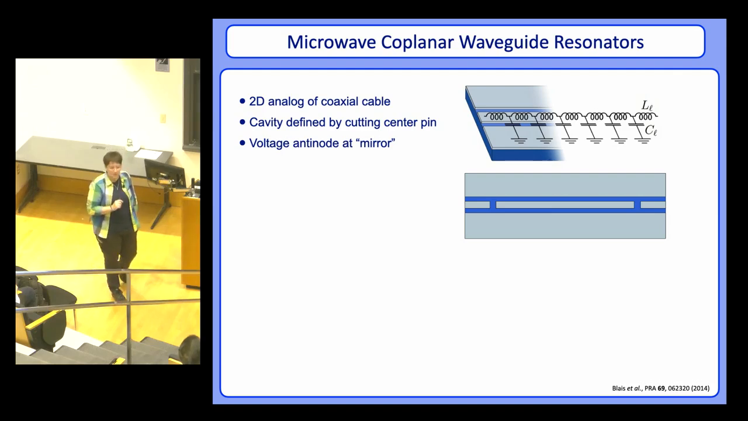And so this here is a 1D cavity for microwave photons, where they're guided along the line until they hit the gap where there's a change in the capacitance and inductance, and then they bounce back. And so this is our favorite microwave cavity. This is the cartoon picture for the lithography.